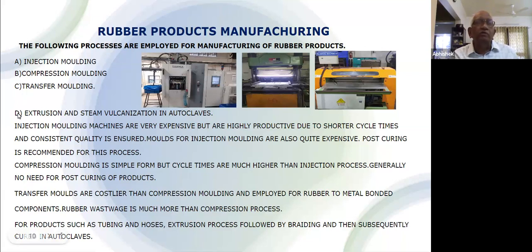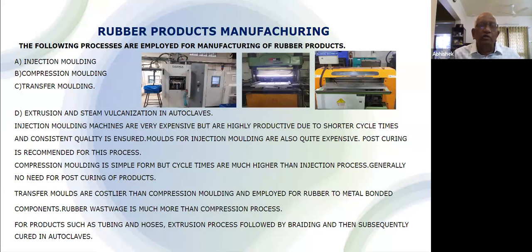Then there are certain products you cannot manufacture by using either injection, compression or transfer. For example, if you want to make hoses or some tubes, you have to go for a process called extrusion. You have to extrude the rubber in the form of tube, and then those tubes are vulcanized in the autoclave. That is called steam vulcanization. So either it can be electrical vulcanization or steam vulcanization. Both processes are possible.